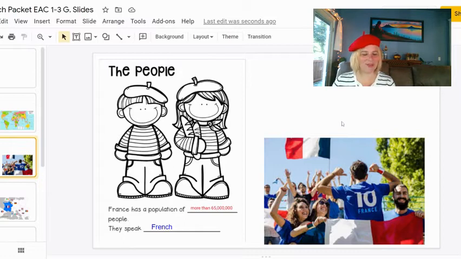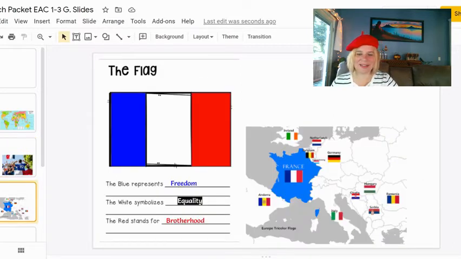Bonjour. S'il vous plaît. Au revoir. Well, that's about it. I think I'll learn some more French while we're going through this too. So go ahead and write in. France has a population of more than 65 million people, and they speak French. If you'd like to color the boy and girl in this picture, you can do that later too. These people look like they're celebrating some sort of sports event. Okay, when you're ready, click on the next slide here.